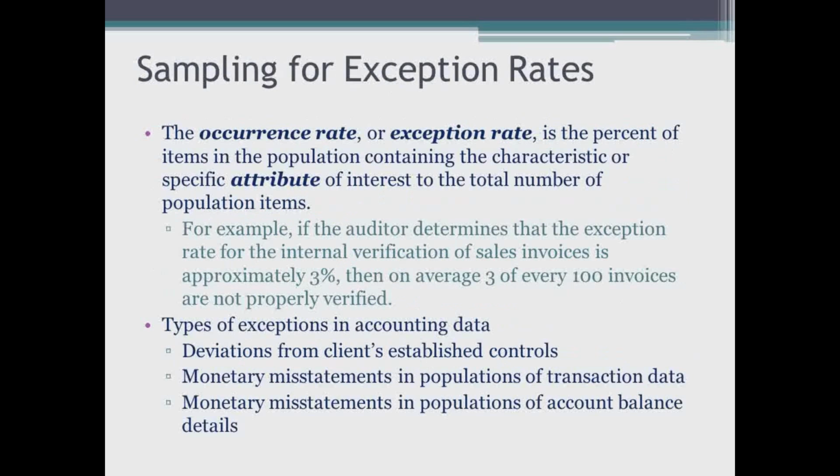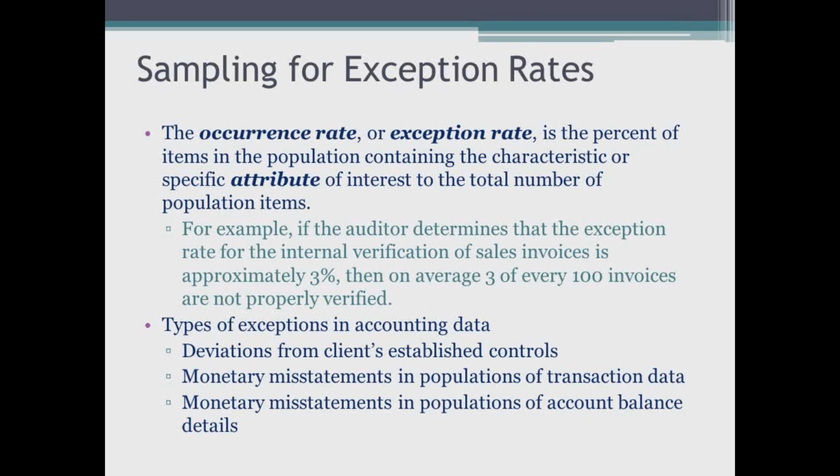The point of sampling is that you want to test for exceptions, right? So think about if you're testing internal controls, and you're testing internal controls over credit approval. An exception would be that a customer order was processed without the credit manager's approval, if the control is that all customer orders have to be approved by the credit manager before processing. So you're testing for exceptions.